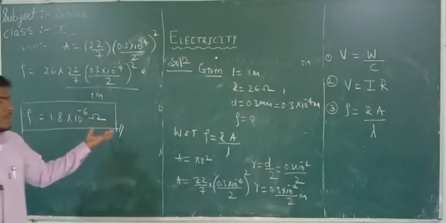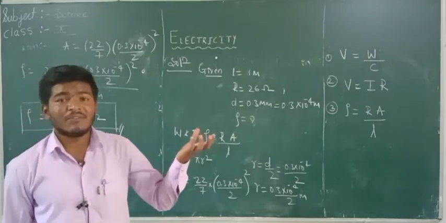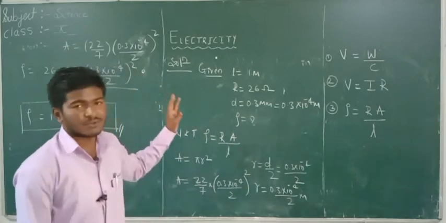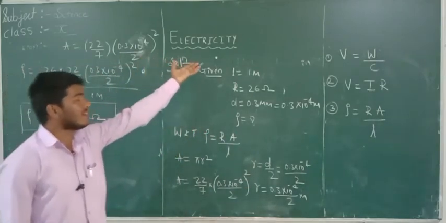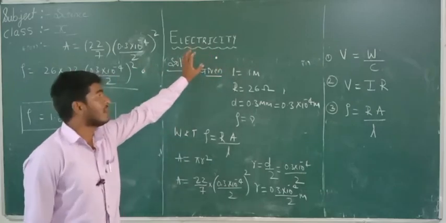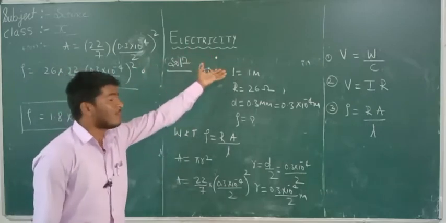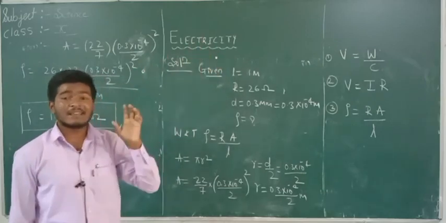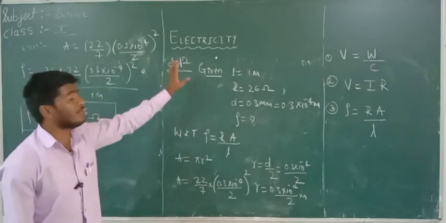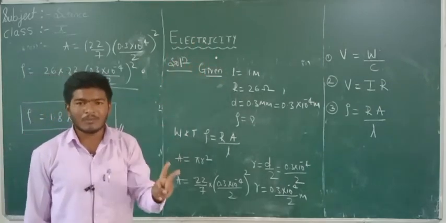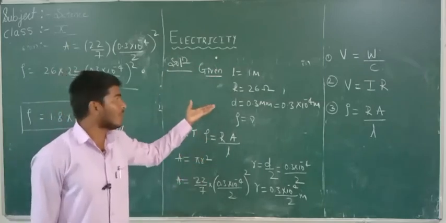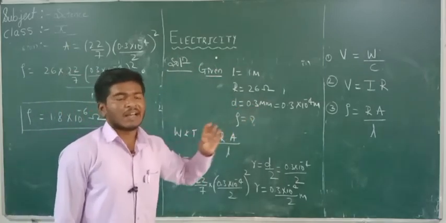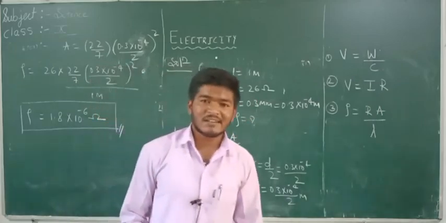So these types of problems will be asked in your examination for a 3 marks question. So you should concentrate more on these problems. The electricity chapter will contain some other problems. In the examination, they are going to concentrate mainly on problems: one for 2 marks, another for 3 marks, and another for 4 marks. So you have to concentrate on the problems. Other problems will be discussed in the next session.